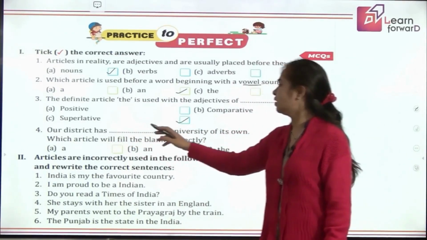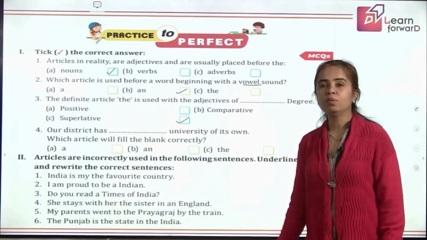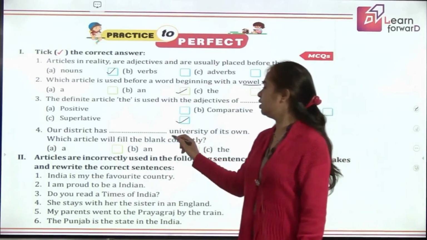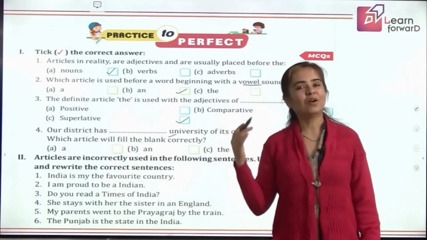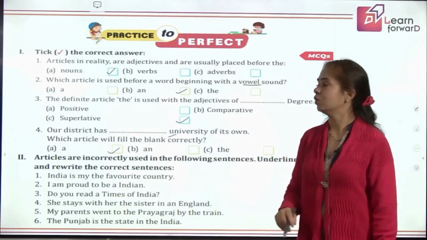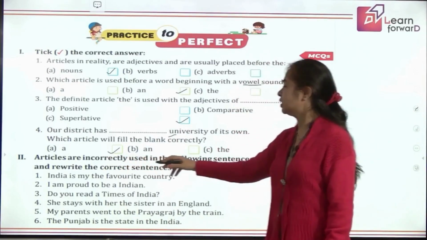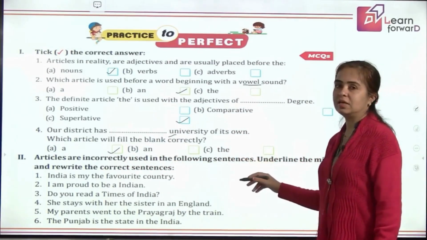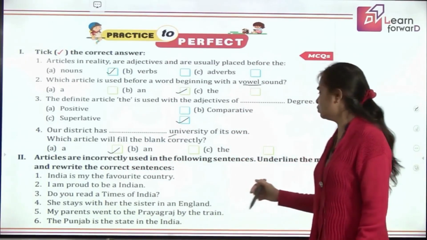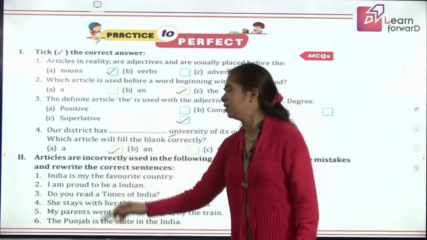Our district has dash university of its own. So which article will come here? University. That is a consonant y sound. So a university of its own. Good answer. Now, articles in the next exercise are incorrectly used in the following sentences. That means we have to just underline the mistake and rewrite the correct sentence.